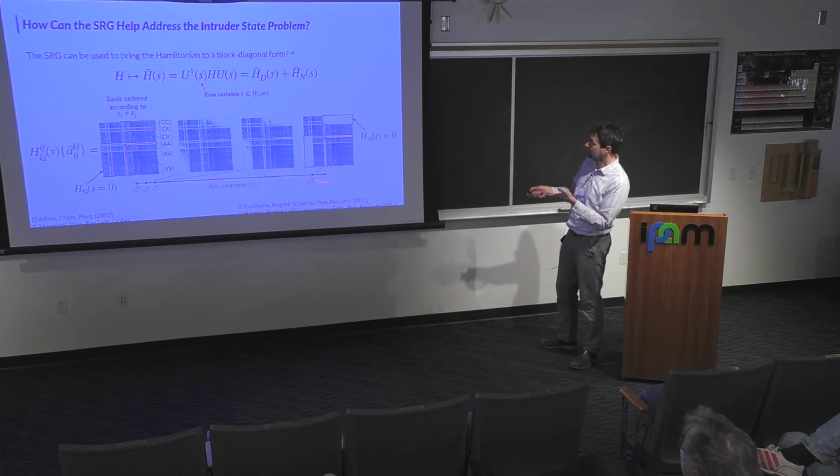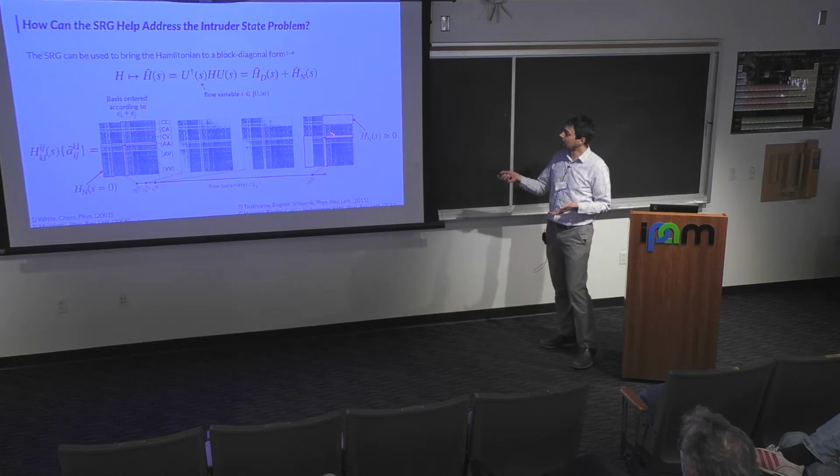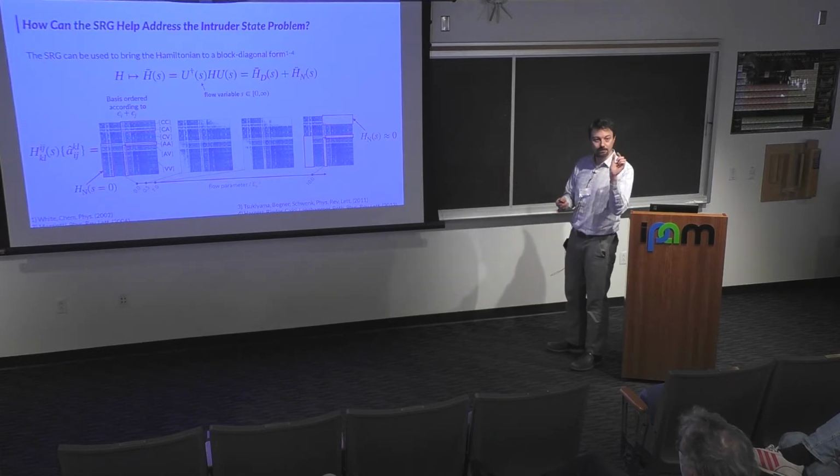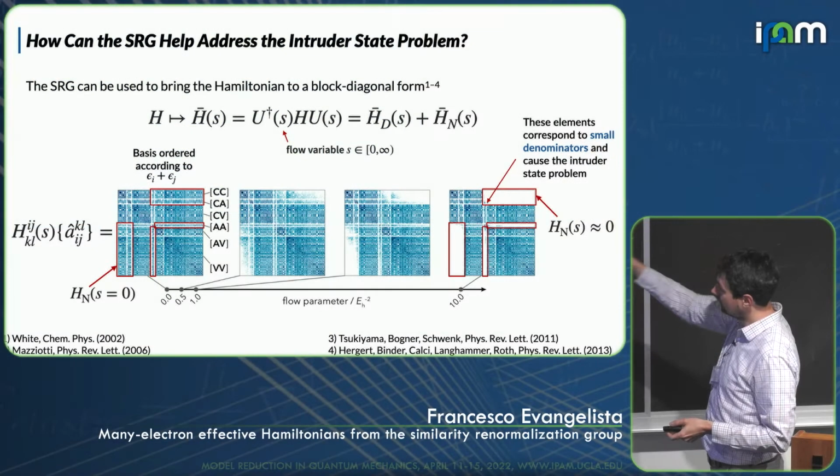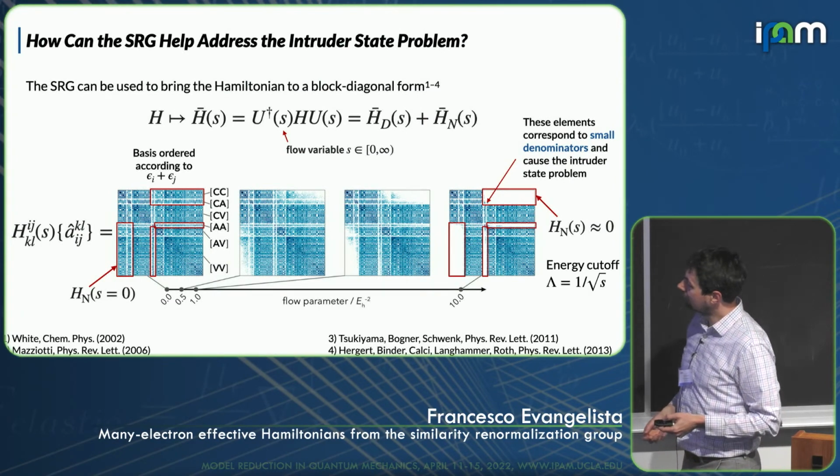And if I go to a sufficiently large S, I just have a few residual couplings here, and these correspond to the small denominators. These are the bad guys. Now, what can I say? So this is the thing I said before.